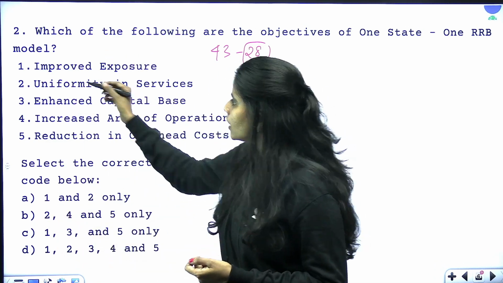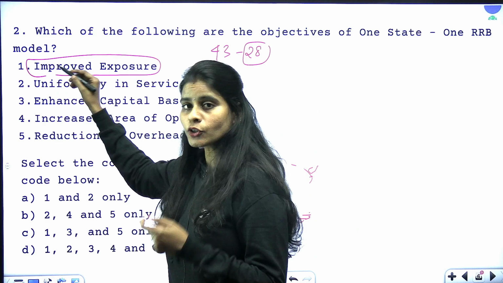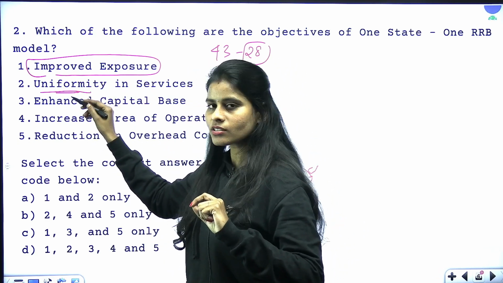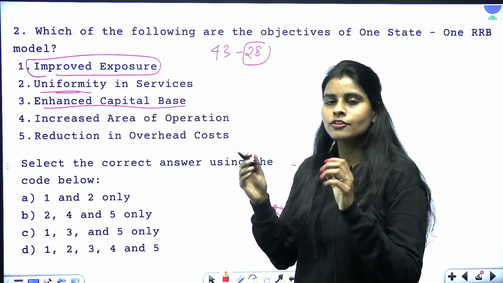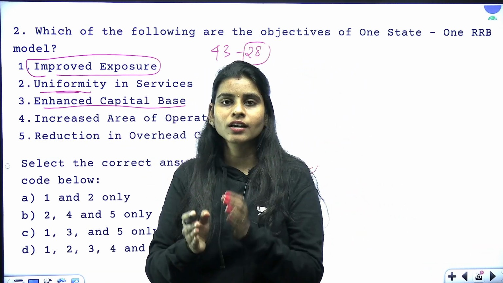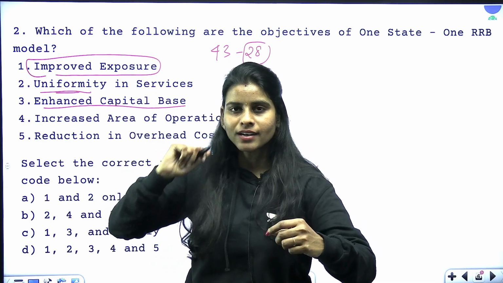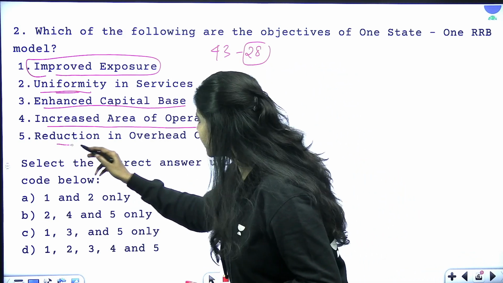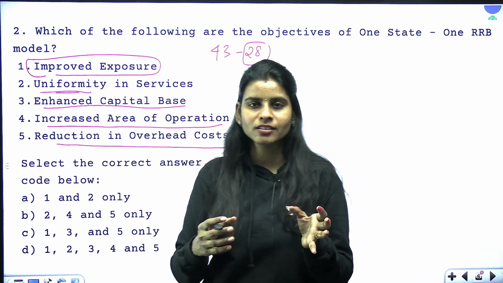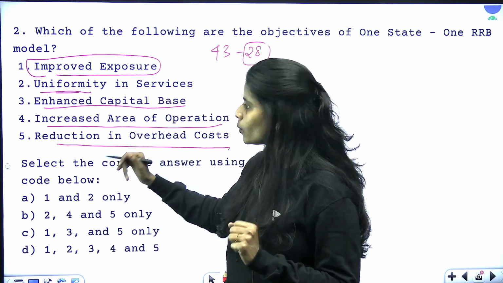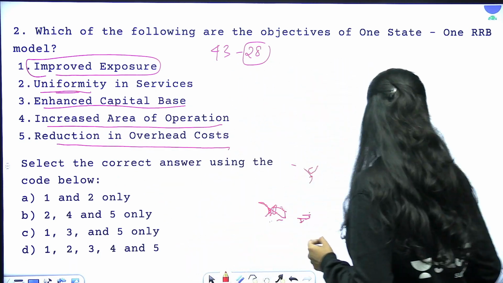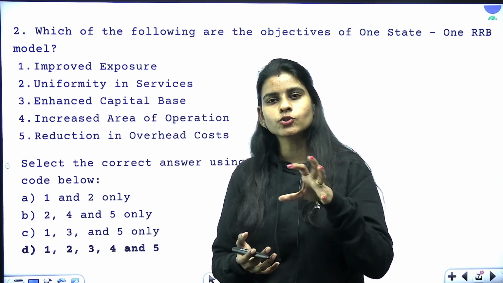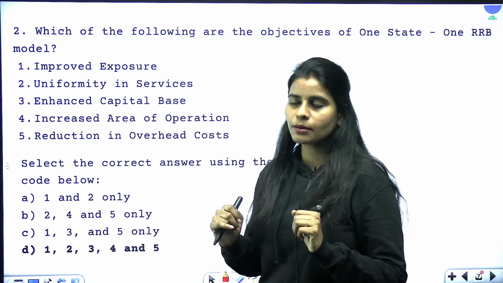See, improved exposure, almost yes, because you have one regional rural bank for one state. Uniformity, obviously. So enhanced capital base, so the government can spend more money on regional rural banks if the number of banks are less. So increased area of operation, of course, yes. Reduction in overhead cost, operational cost is going to get reduced. So all the above is the correct answer for the second question. It is a very easy question, but you have to follow the news regularly so as to get the updates about this regional rural bank amalgamations.